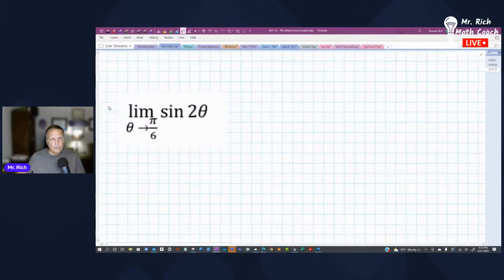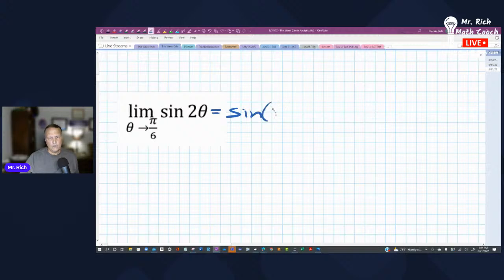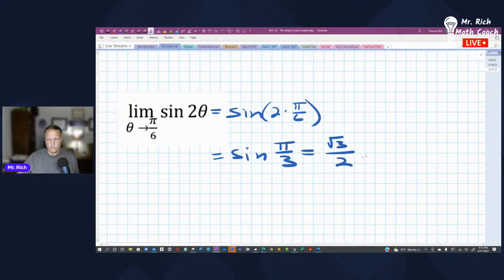Let's do another direct substitution. Through direct substitution here, I'm going to make this become just sine of 2 times pi over 6, which is to say sine of pi over 3. And from our knowledge of the unit circle, we know that sine of pi over 3 is root 3 over 2. So know your unit circle.